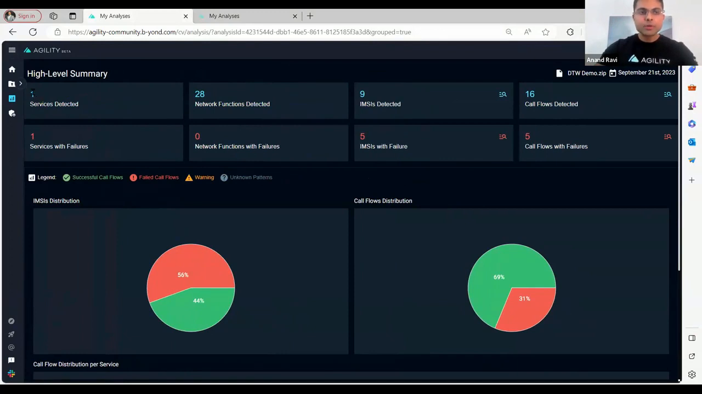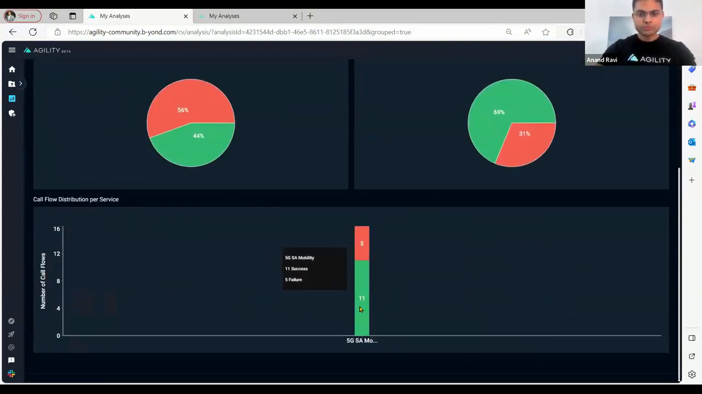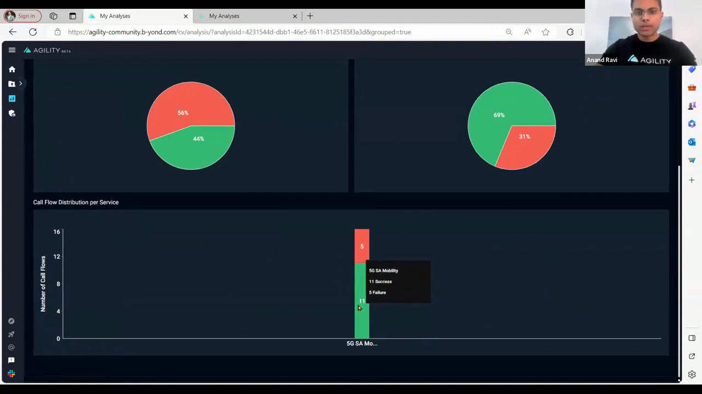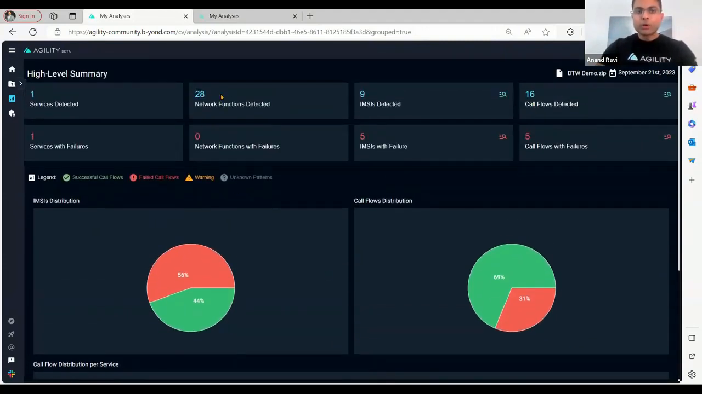It looks at services that are detected, which means while I'm processing those PCAPs, I can apply a service model against that PCAP. For all EPS fallback PCAPs, I can apply a model that looks at and evaluates all the end-to-end EPS fallback messages, right? And that's what it's telling me. It's telling me that there was one service related to 5GSA mobility or EPS fallback detected. It also detected about 28 network functions.